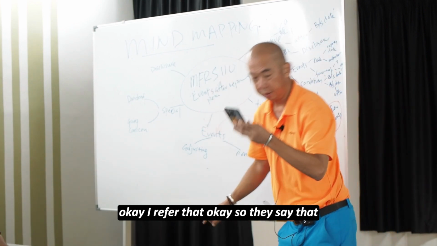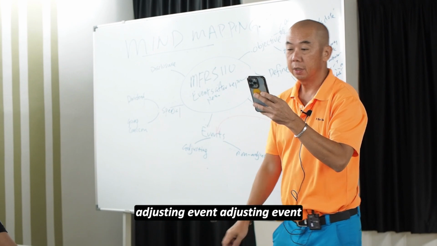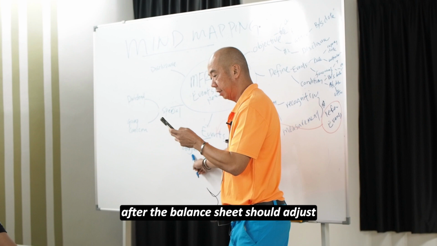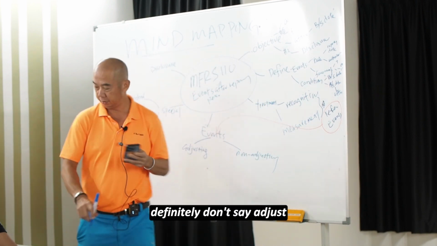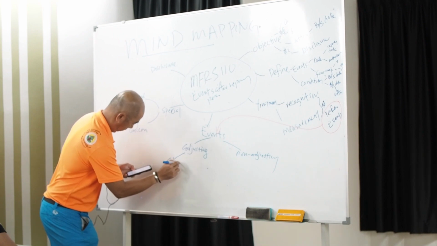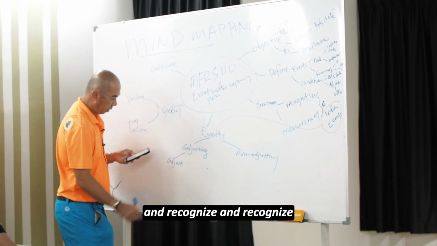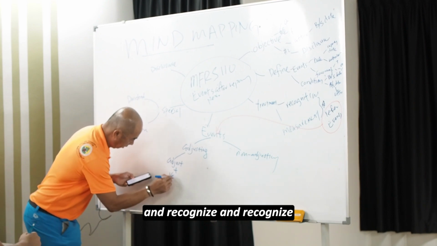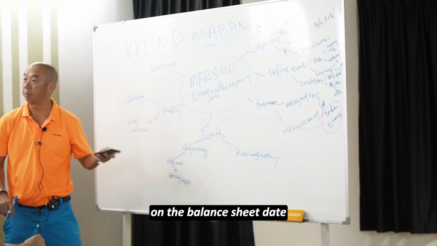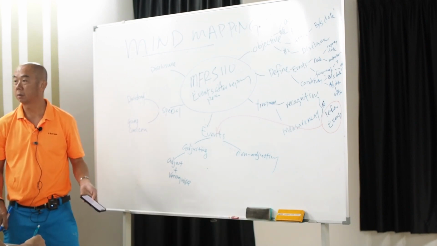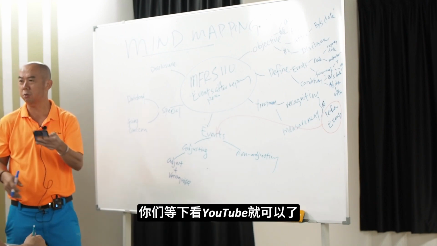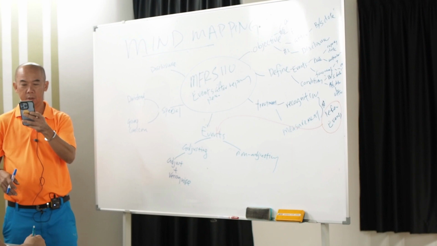So they say that adjusting event after the balance sheet date. What is adjusting event after the balance sheet? Should adjust and recognize on the balance sheet date. Right? 不要吵了,你们听, okay? 你们等一下看 YouTube 就可以了,不要吵。 Okay?